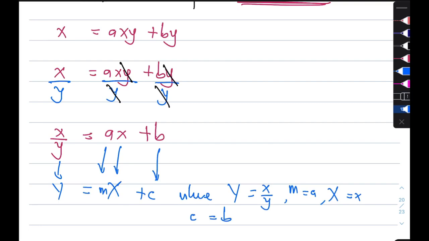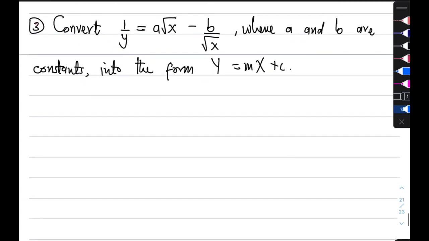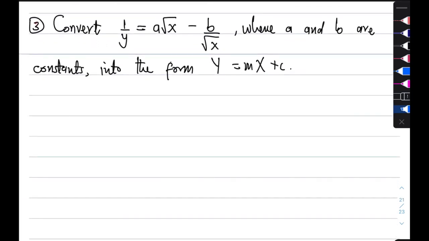Let's consider another example. What if we are given this question? Convert 1 over y is equal to a root x minus b over root x, okay, to this particular form. Well, it follows the same argument. Can we get a constant? Now, they told you that a and b are constants, okay? But it happens that with all the constants, there are variables attached to them. So we need to let one of them go.